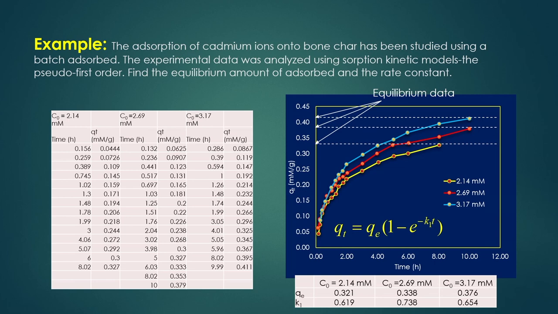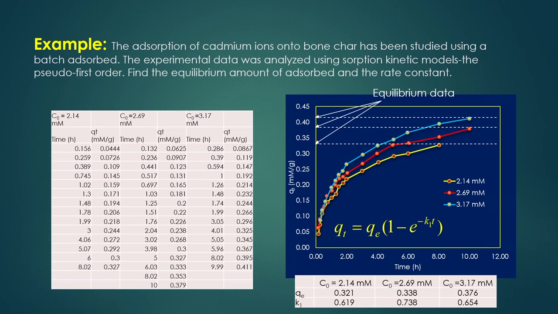Here in this case, the adsorption of cadmium ions onto bone char has been studied using a bass adsorbent. The experimental data was analyzed using adsorption kinetic models. The pseudo first order model can be considered for this experimental data, and it is observed that the pseudo first order model fits with the least square error. So, in this case you have to find the equilibrium amount adsorbed and the rate constant.